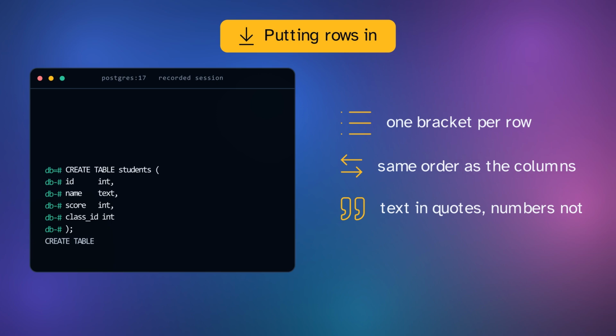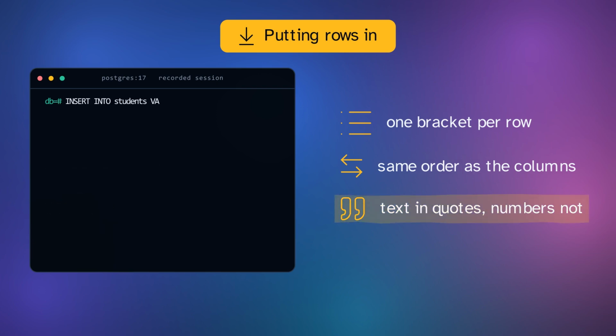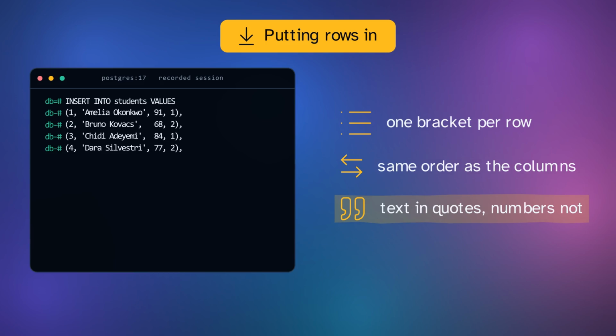Look at the names, they are wrapped in single quote marks. Text always is, the numbers are not. That is how the database can tell the difference between a piece of text and a number. 5 students, 5 sets of brackets separated by commas, and a semicolon at the end to send it. Insert 0 5. The 5 is the part that matters. 5 rows went in. The 0 is an old PostgreSQL detail you can safely ignore for now.